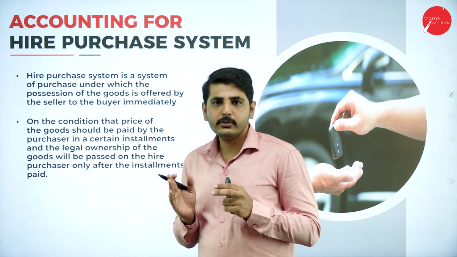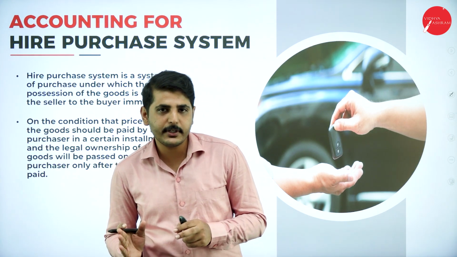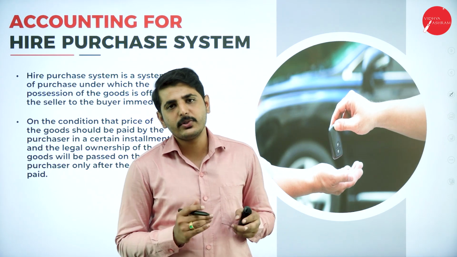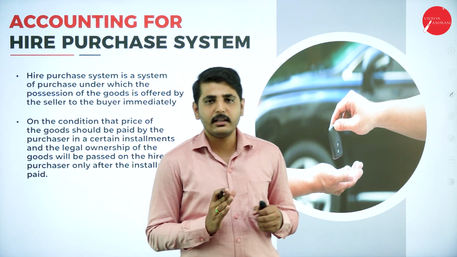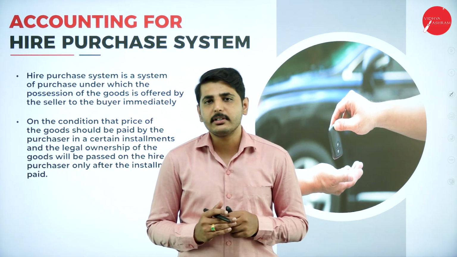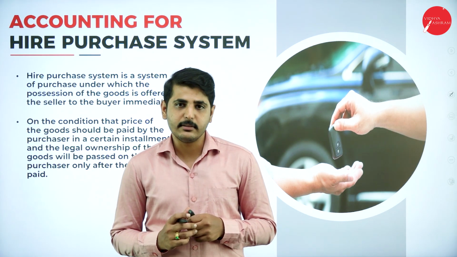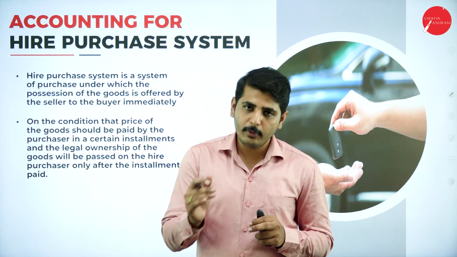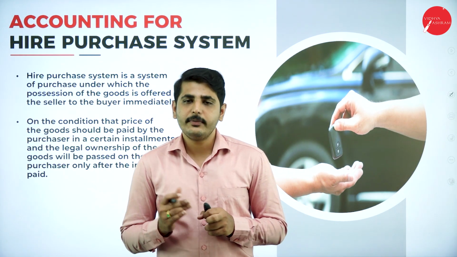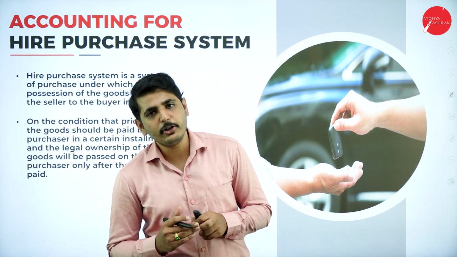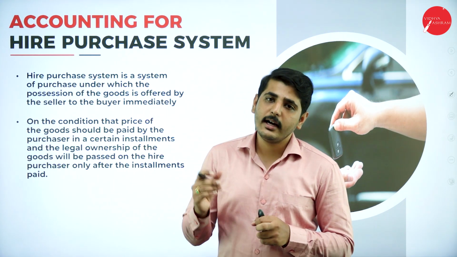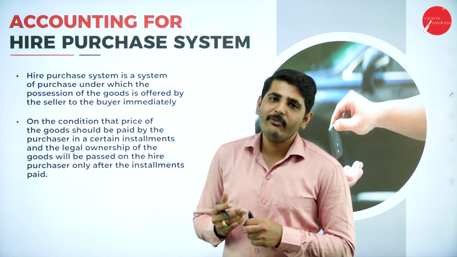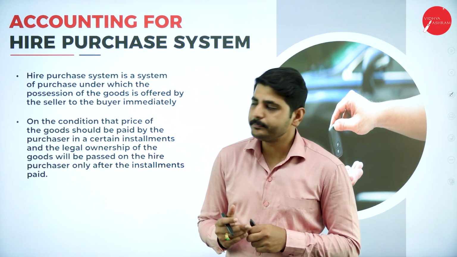There will be 2 parties. First one is hire purchaser, second one is hire seller. Hire purchaser will purchase the goods from hire seller; the hire seller sells the goods to the hire purchaser on the basis of hire purchase system. Here the ownership of the goods will only transfer after the full payment of installments. If in case the hire purchaser fails to pay any installment, the hire seller can repossess the goods. There are so many conditions. These are the very important conditions.